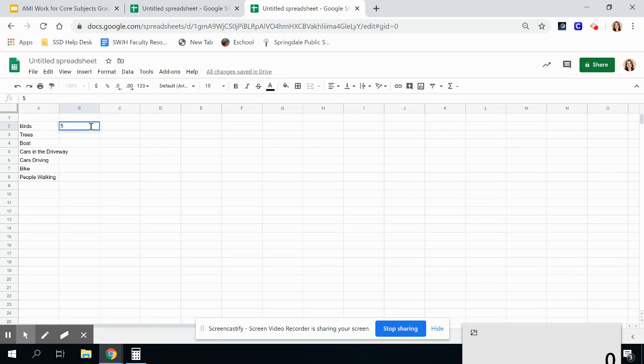So I saw 5 birds. I counted 17 trees that I saw outside my house. I saw a boat that was outside my house, cars in the driveway, I saw 8. And then I saw 3 cars driving. And then I saw 1 person riding a bicycle. And then I saw 6 people walking. And these are things, objects outside my home.